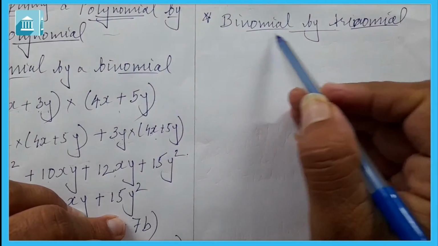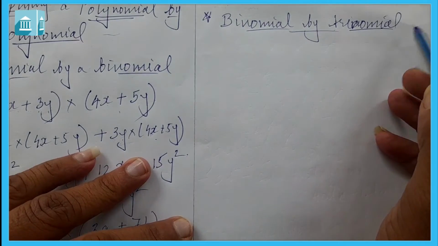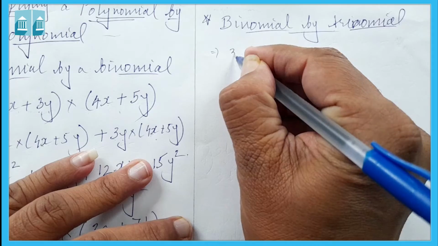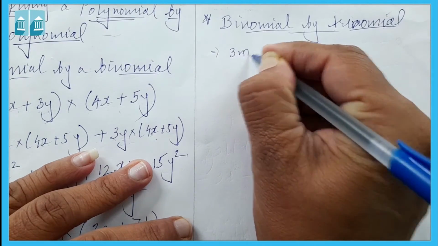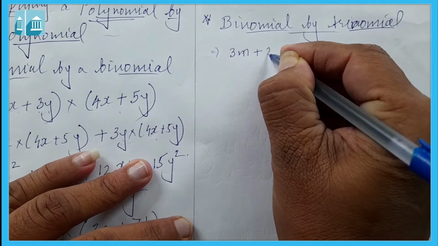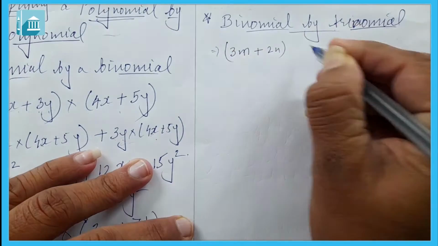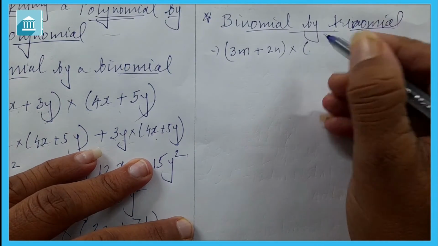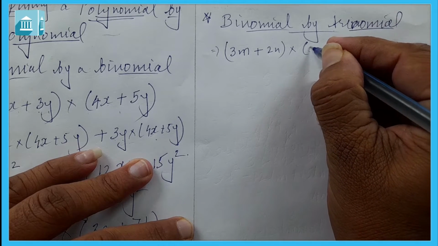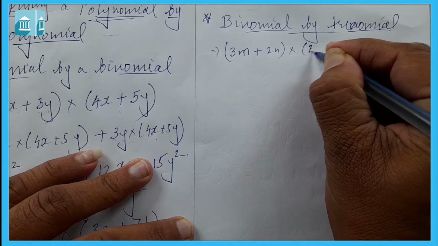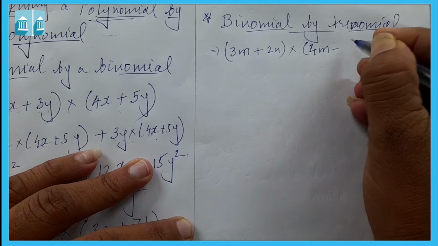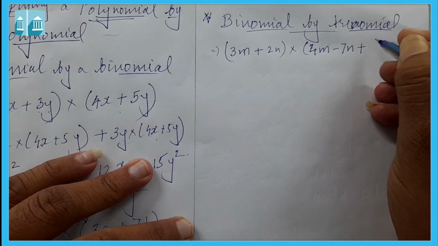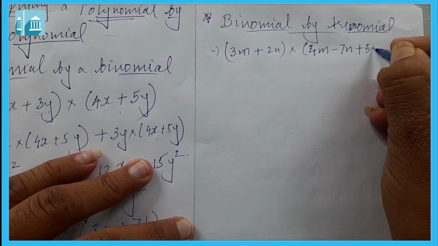Now let us see multiplication of binomial by trinomial. Let us take one binomial. For example, we can have 3m plus 2n. This is one binomial. Multiply by a trinomial, so that will be, suppose, 4m minus 7n plus 5o.